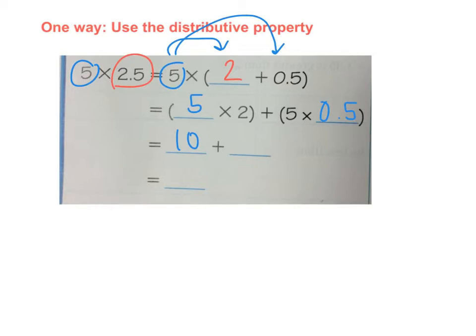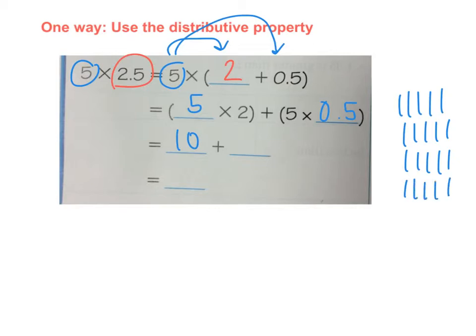Ah, yes, I see your 5 hands. So here's 5 tenths, 3, 4, 5. And I need 5 groups of that. 1, 2, 3, 4, 5. Do I have 5 groups of 5 tenths? Okay. Do I need to regroup?